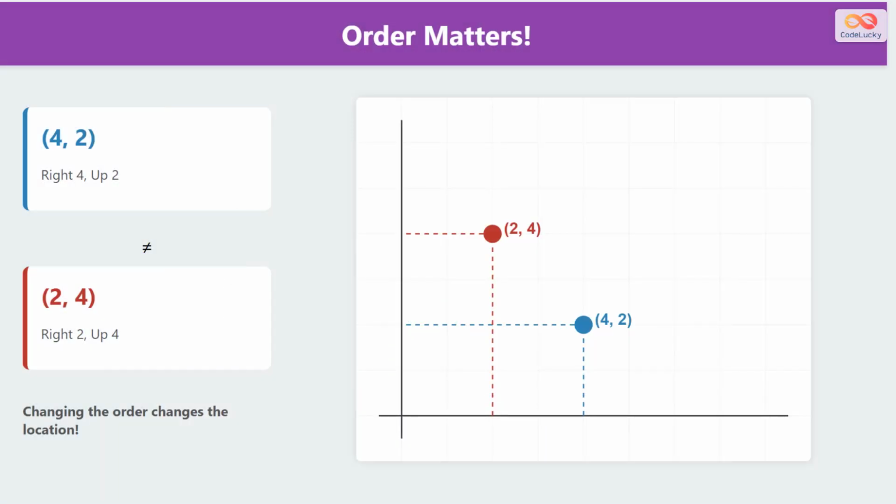It is called an ordered pair because the order strictly matters. Compare the point (4, 2) with the point (2, 4). For (4, 2), we go right 4 and up 2. But for (2, 4), we go right 2 and up 4. As you can see, these are two completely different locations on the plane.